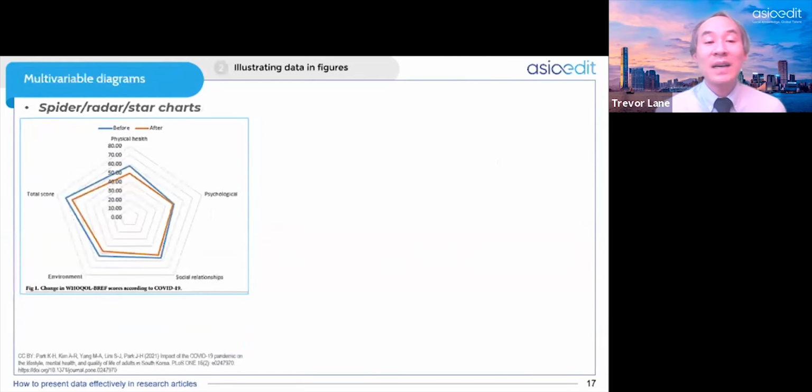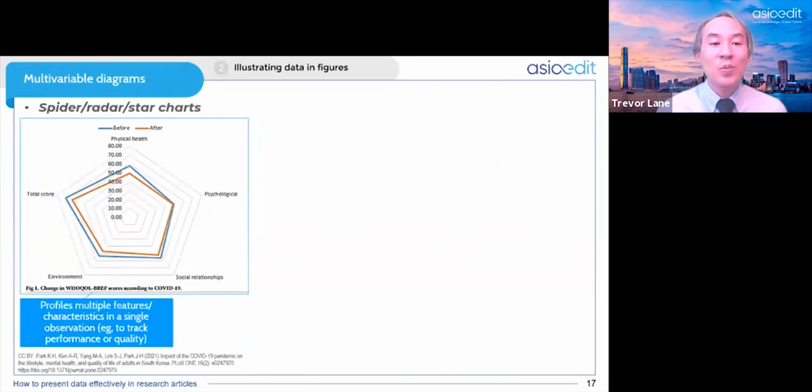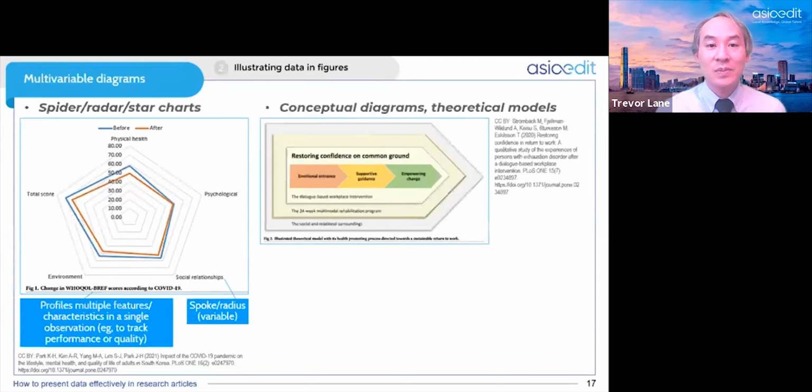You might see a spider or radar or star chart. So this is multivariable diagrams, more than one variable, multiple features for a single observation to track something like performance and commonly qualitative data. And the spoke or radius is where the variable goes.